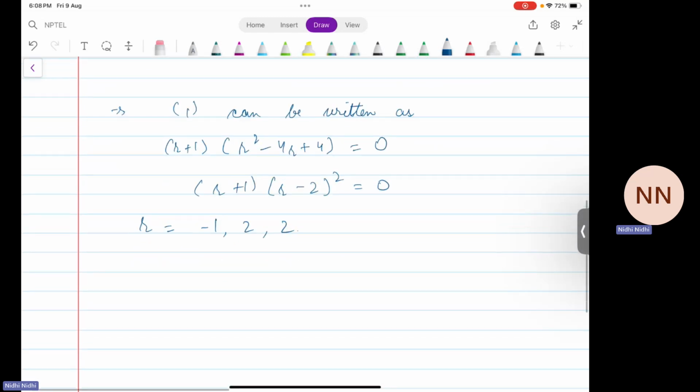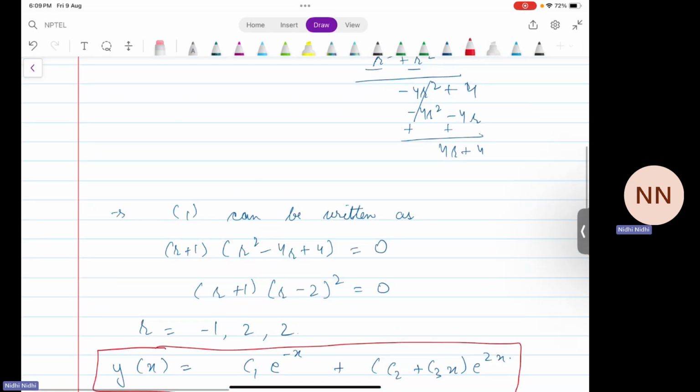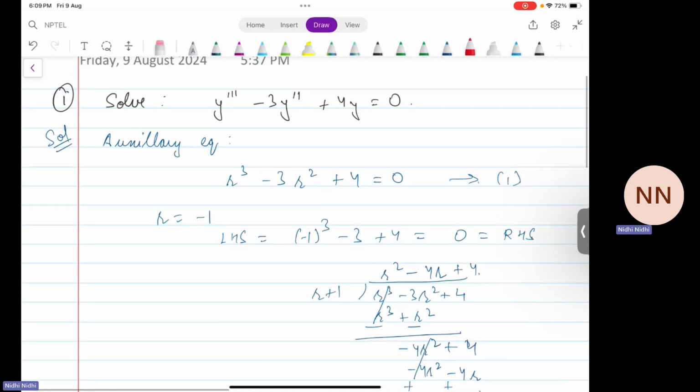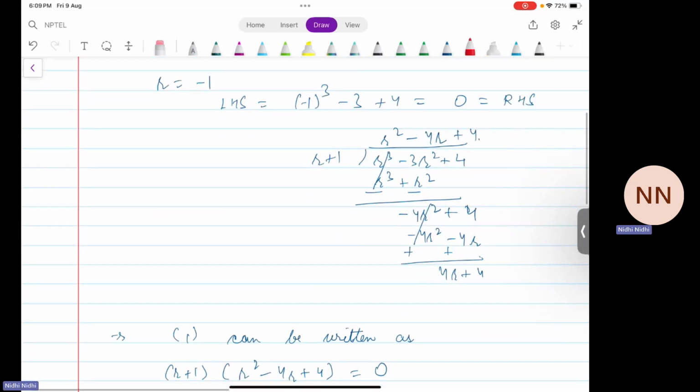So we all know that when we have repeated roots and distinct roots, we can easily write our solution. In this case, our solution would be c1 e to the power minus x plus, now this 2 is a repeated root, in that case, we have c2 plus c3 times x, times e to the power 2x. This is the final solution. I hope you all are clear with all the steps that have been used in order to solve this question. Not much tactics required.